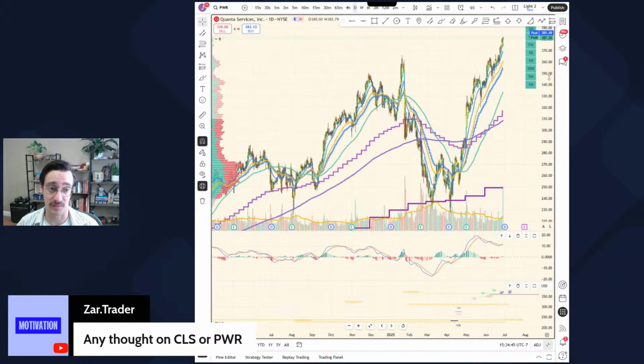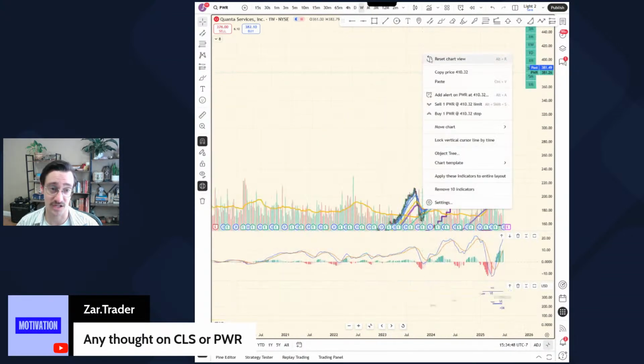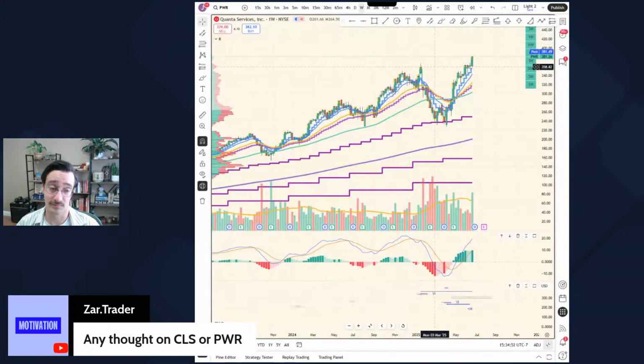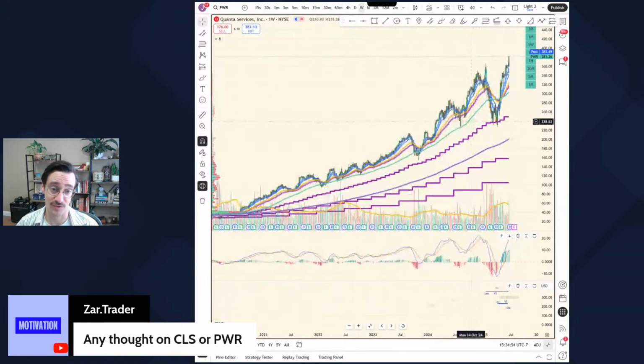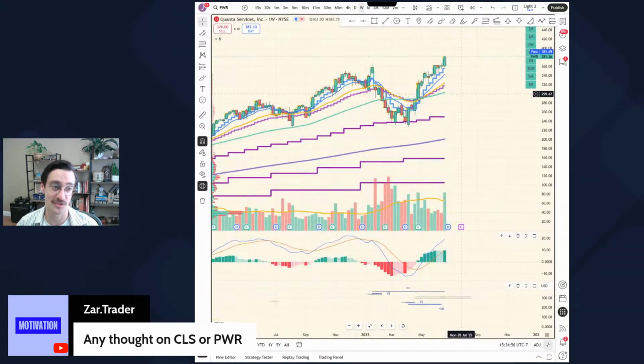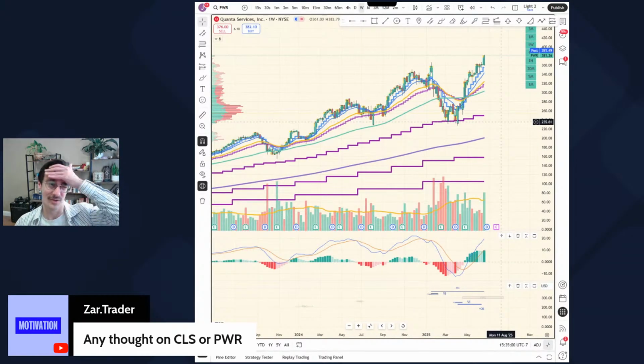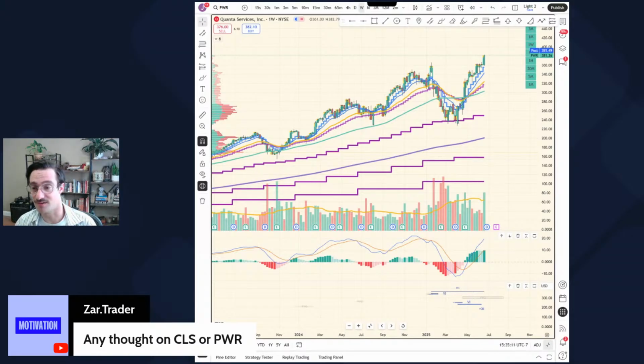Power looking a bit more constructive, still pretty extended. Heck, man, that's another parabolic mover, strong stock. I don't know what they do. Oh, this is Quanta. So is this data center stuff, I guess? Or do they do construction for data centers? I don't know. Something data centers. So yeah, obviously huge narrative name, crazy mover. I like them. I can't buy them here, but I like them, you know, that kind of thing.